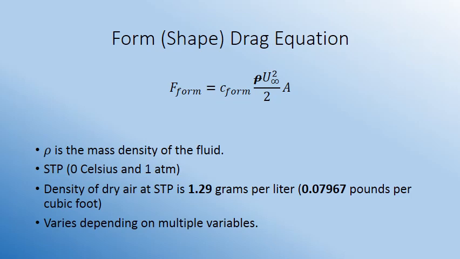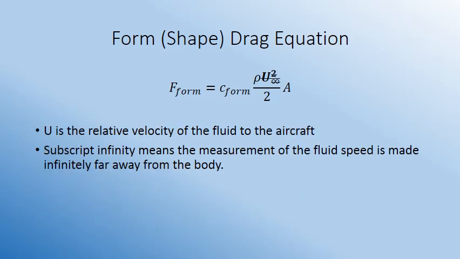Rho is the mass density of the fluid. At standard pressure and temperature conditions, the density of dry air is 1.29 grams per liter. However, this value depends on many variables. For example, the altitude at which the aircraft is flying determines both the temperature and pressure factors, which define the value for the mass density. U stands for the relative velocity of the fluid to the aircraft.